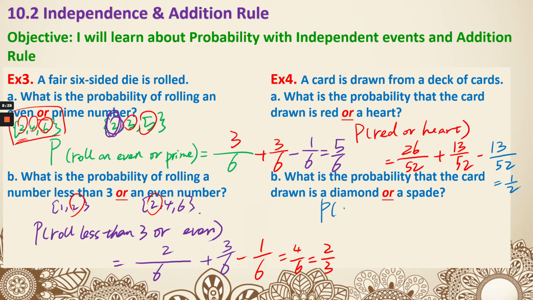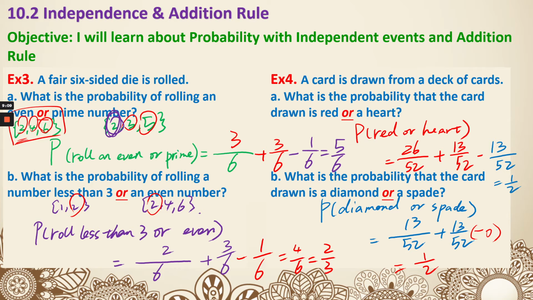Next, probability of getting a diamond or spade. To get a diamond, we have 13 out of 52. As for spade, that's another 13 out of 52. Let's think about it. Can a diamond card actually be a spade? The answer is no. That's why there's no overlapping. So even if you want to subtract something, you're just going to subtract a 0, which we also don't need to write. Final answer, 1/2. That's example 4.